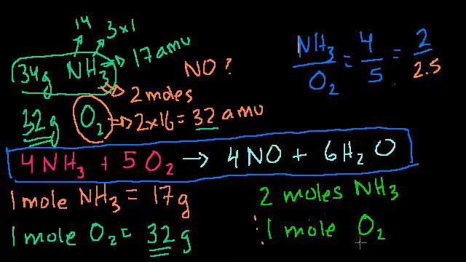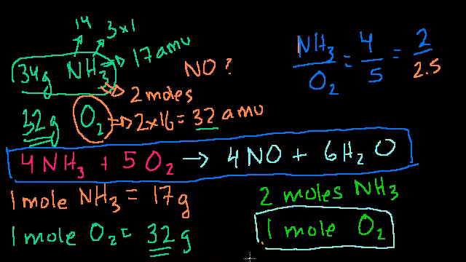But I don't have 2.5 moles of oxygen. I only have 1 mole of oxygen. So oxygen is going to be the limiting reagent in this reaction. Limiting reagent. I don't have enough oxygen. I have plenty of ammonia, but I don't have enough oxygen to react with it. So this is the limiting reagent.